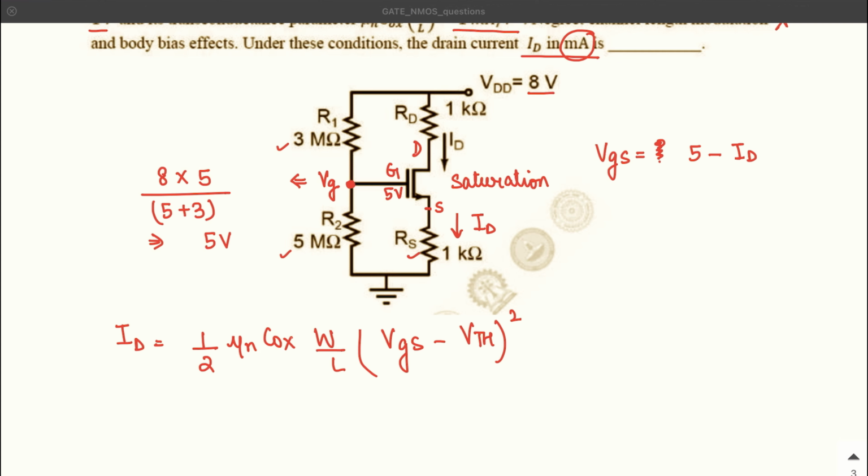Now keeping this in mind, I can move to solving the equation. This is your first and that's your second, to find and get to the answer. Let us substitute the values that are given to us.